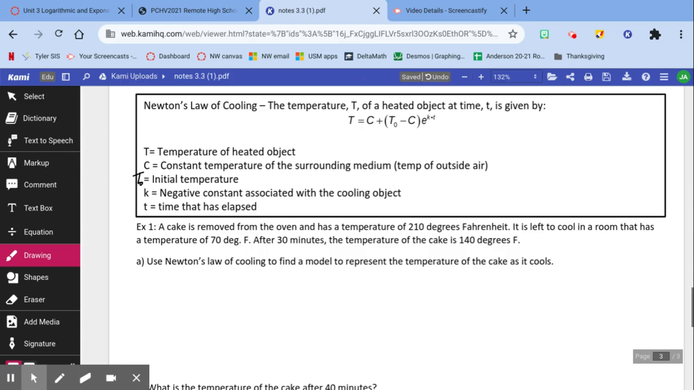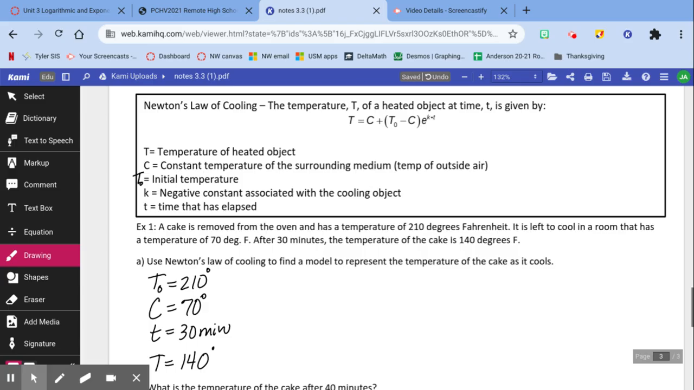Okay? All right, so let's go ahead and look at the first example. A cake is removed from the oven. So the temperature of the cake when you remove it from the oven after it's been heated is 210 degrees Fahrenheit. And it's left in a room to cool that has a temperature of 70 degrees. So the constant temperature around the cake is 70 degrees. It says after 30 minutes, so that's the time that's been elapsed, the temperature is now 140 degrees. So the end temperature is 140.